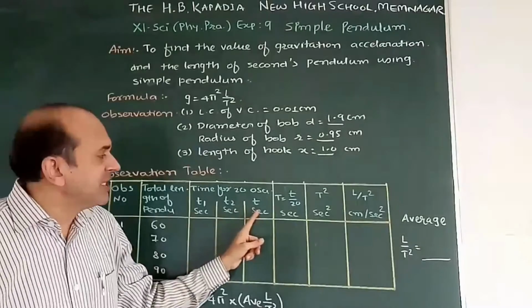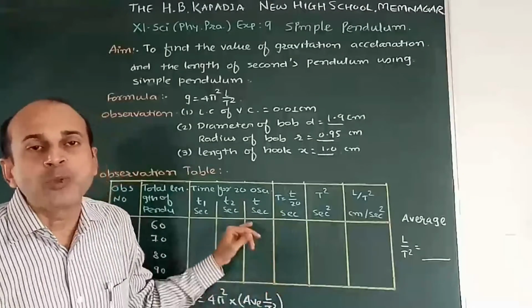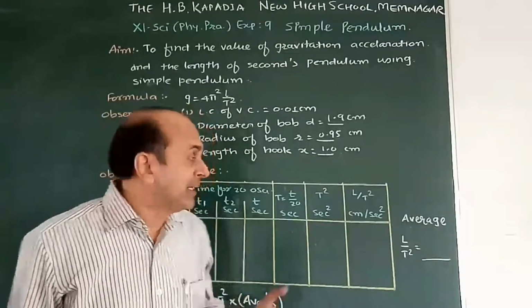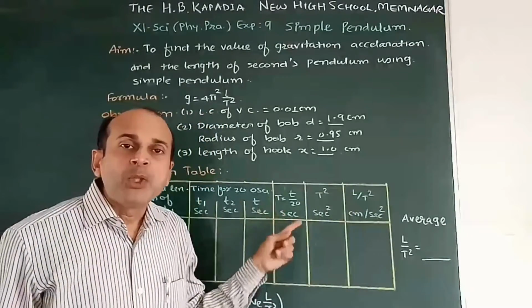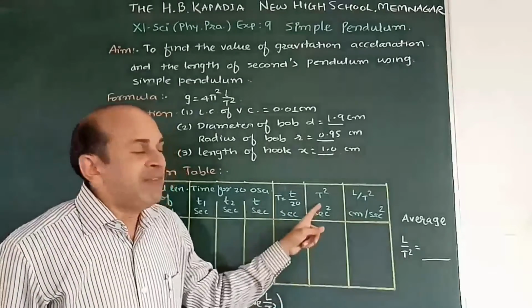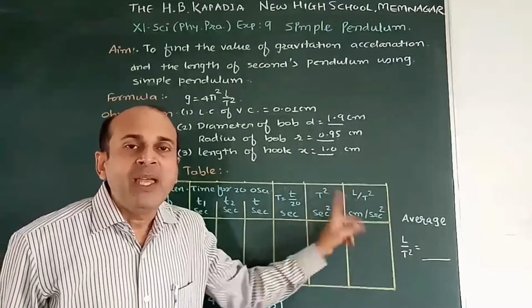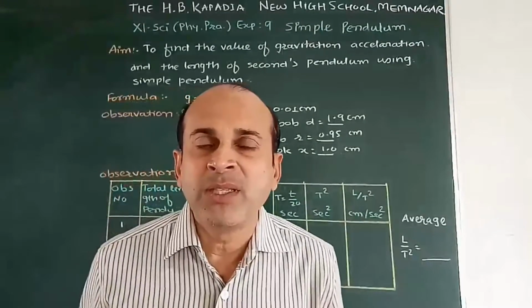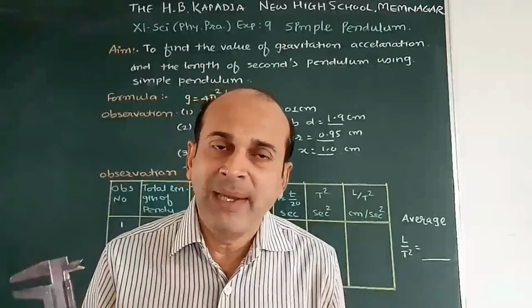Then find its average, then find the capital T, because small t is the time for 20 oscillations. So we want to find capital T, that is the periodic time. So T equals t by 20, then we find T square, then we find L by T square. Let me measure the time for 20 oscillations for the 60 centimeter length.